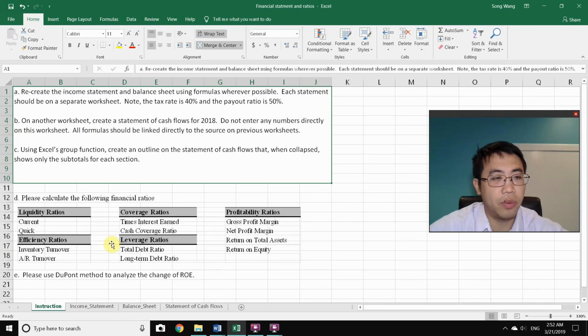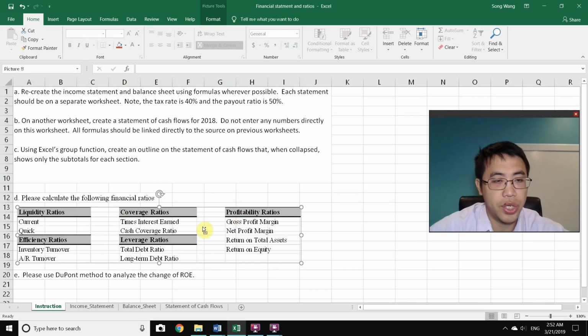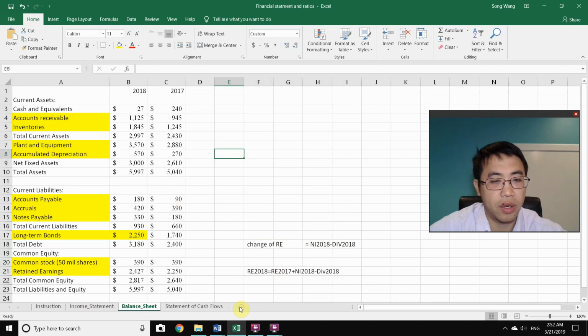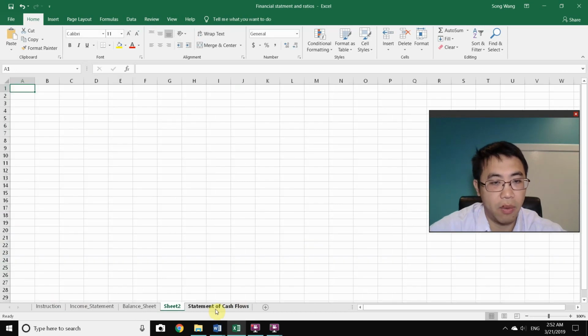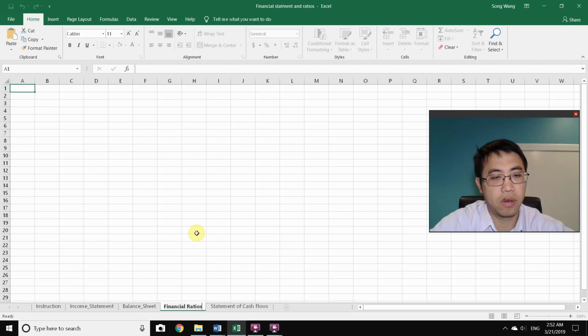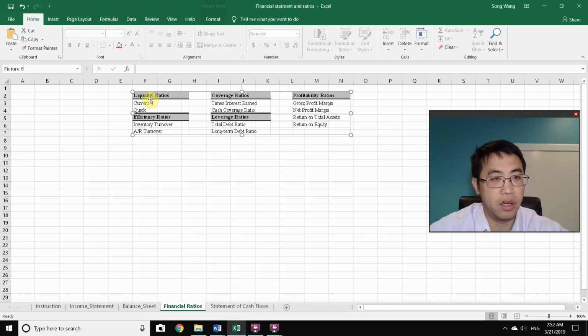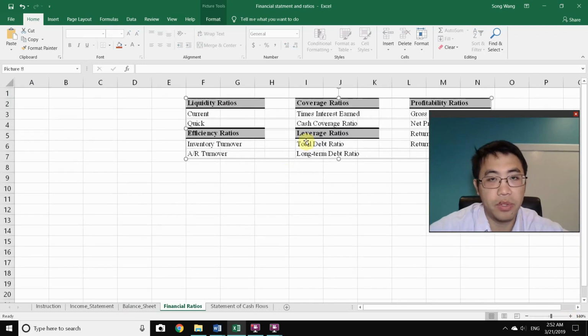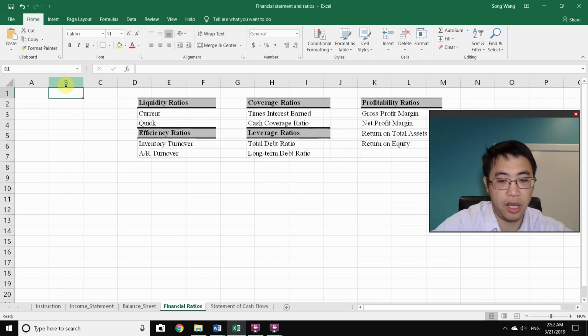So if I keep reading the instruction, here it comes to the calculation of financial ratios. So here are the ratios I want to create and calculate. What I can do here is copy this picture, and then I'm going to create a new spreadsheet. This time I want to name it financial ratios. Under this financial ratios, I have all these items to create. So I have 2 years, 2018 and 2017.